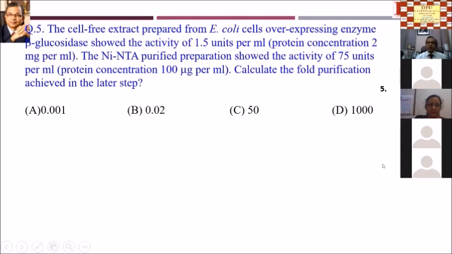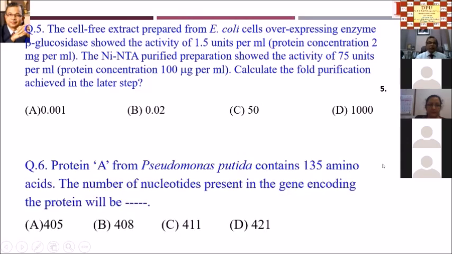So this way you can analyze the questions and you can easily arrive at the right answer. See, here the options which were there, 0.001 fold, 0.02, these options are automatically gone. So now it is between 50 and 1,000. Using those two parameters, if you calculate, it becomes 1,000-fold purification.